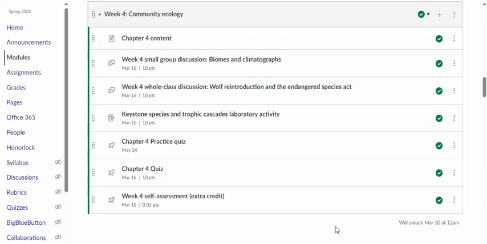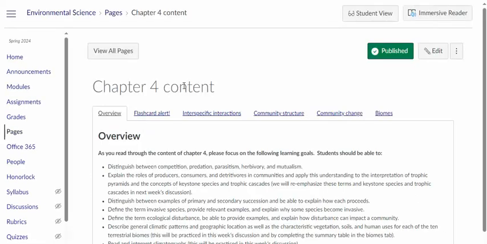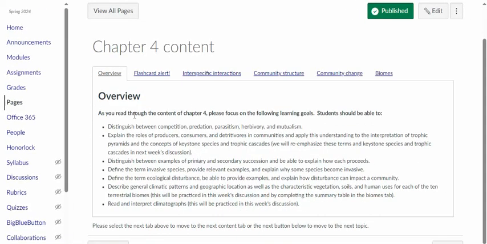Week 4 of our Late Start Environmental Science class. This week, we'll be exploring community ecology. So as you read through chapter 4, please focus on these learning goals.